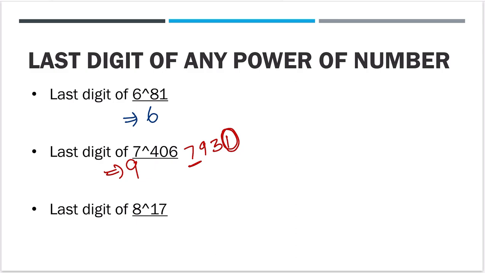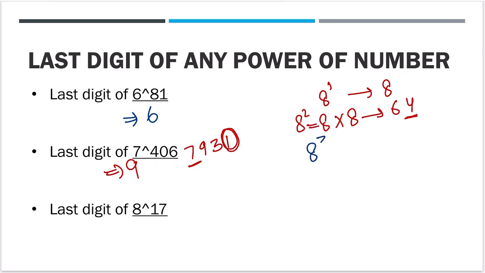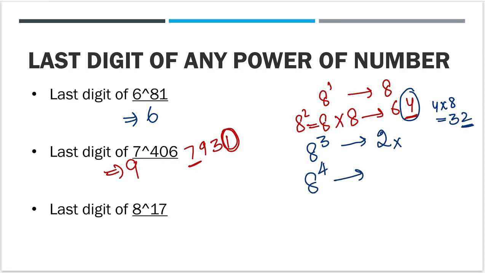Now check for 8. In the case of 8, 8 raised to power 1 is 8. 8 into 8, 8 squared means 64. So I am getting the last digit 4. If I have to check 8 cubed, I will pick this digit 4 into 8, 32. My last digit is 2. 8 raised to power 4 is 2 into 8, that is 16. The last digit will come here, 6.